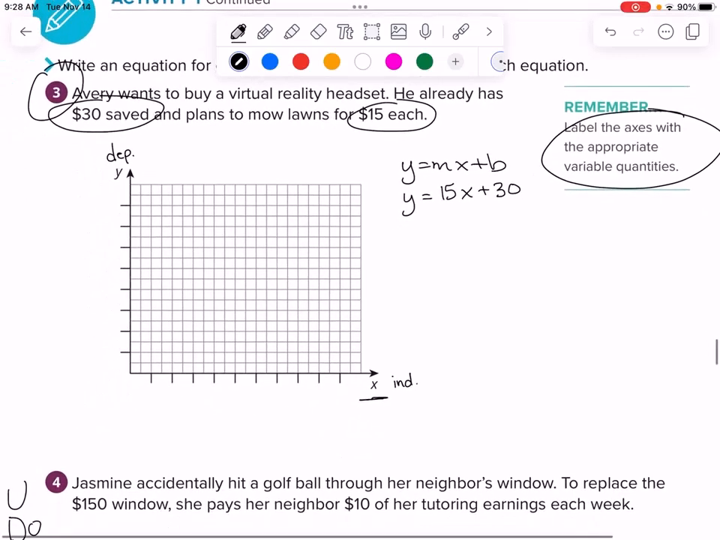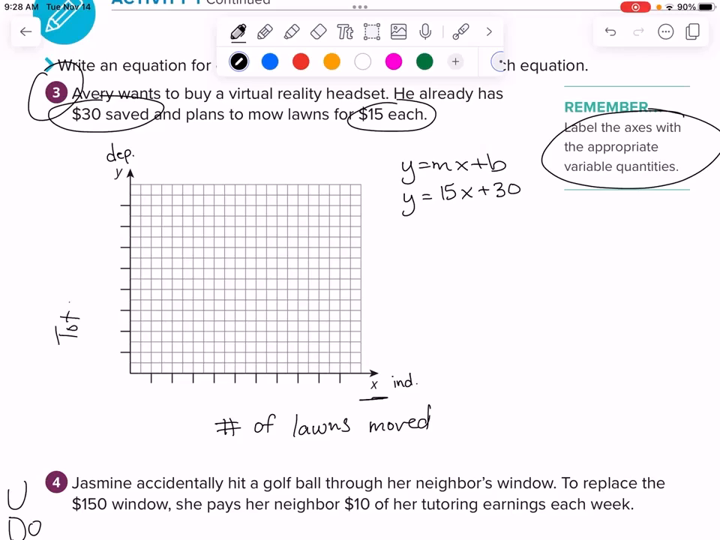It is the number of lawns mowed. Right, we live in Las Vegas, so for those of you that, I mean, we don't have too many lawns here, right? But that's just a front yard with grass, or we primarily just have rocks. And then this is total savings in dollars.